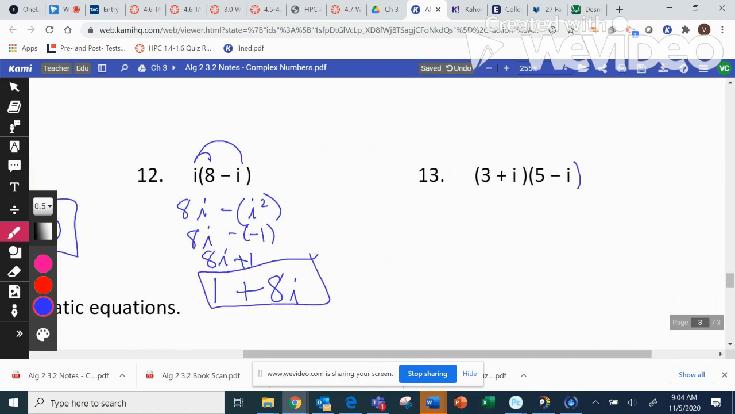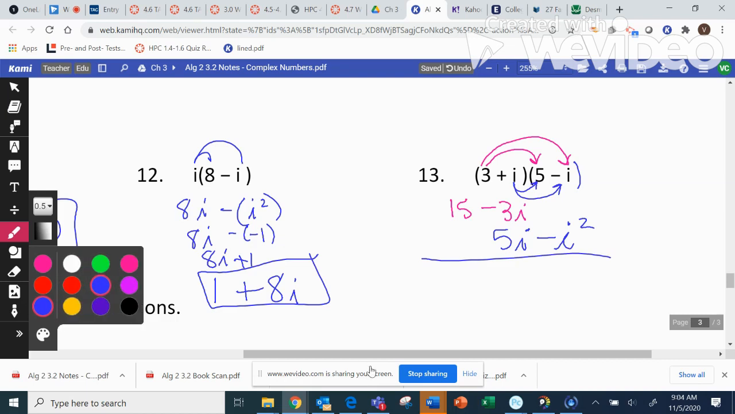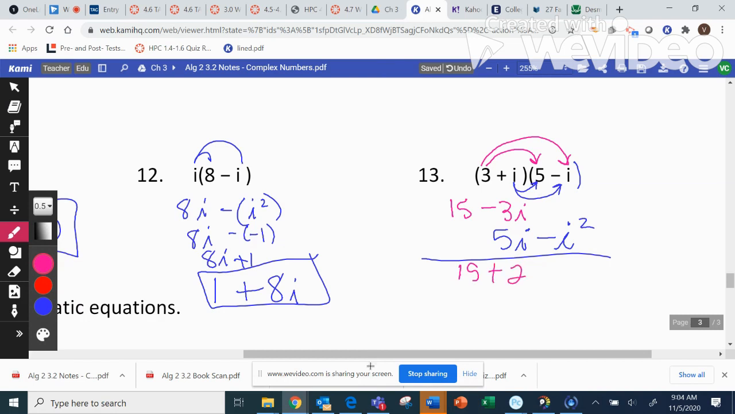Oop, this one's missing a parenthesis. This one I'll do by FOIL method. I did the other one with the box method. I'll do this one with FOIL method. So I'll do 15 minus 3i, 5i, minus i squared. Combine like terms, and I get 15 plus 2i. What is minus i squared? Minus negative 1, just plus 1. Plus 1, so my answer is 16 plus 2i.